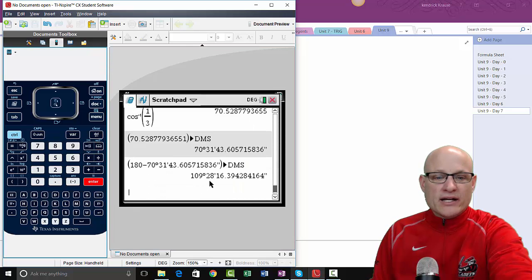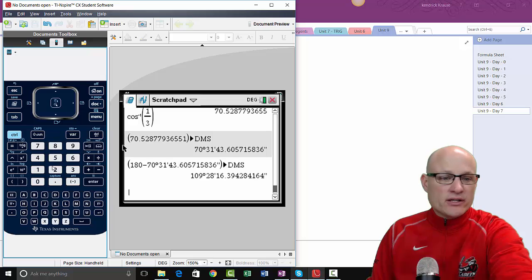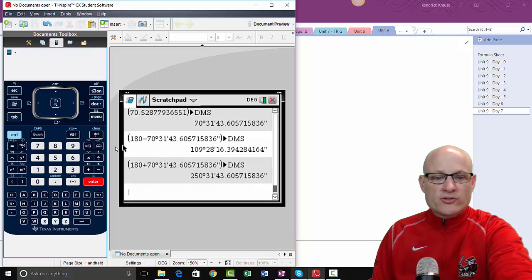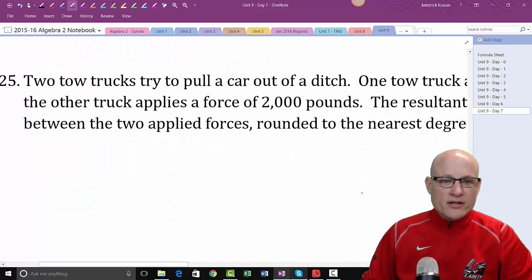And I get 109.28. 109 degrees, 28 minutes. And the other one is, same thing, but we're going to add it. And DMS it, so I get 250. Now this 43 rounds this to 32. So 250 degrees, 32 minutes. Woo! That was a pain in the keister.